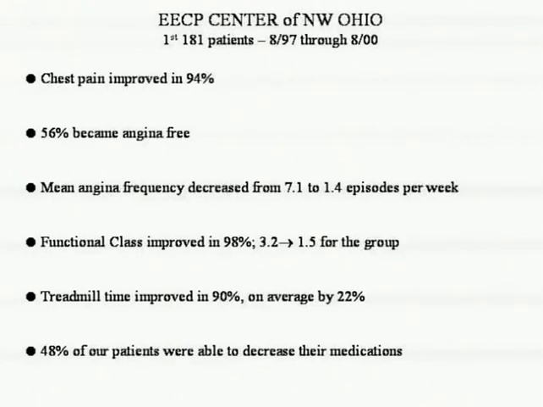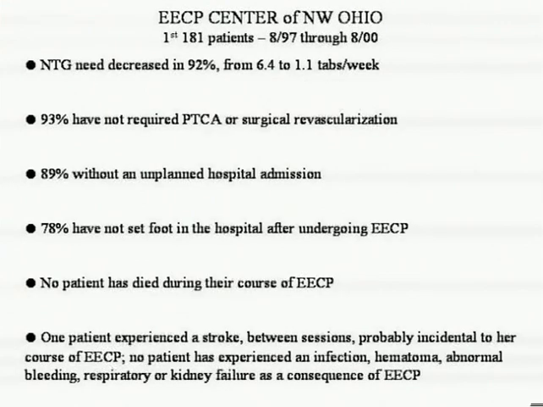Chest pain improved in 94% of our first 181 patients over a 3-year follow-up period. 56% became angina-free. Mean angina frequency decreased from 7.1 to 1.4 episodes per week. Functional class improved in 98% for the group from 3.2 to 1.5. Treadmill time improved in 90% on average by 22%. Half of our patients were able to cut back on their medicines. Nitroglycerin need decreased in 92%, from 6.4 to 1.1 tabs per week.